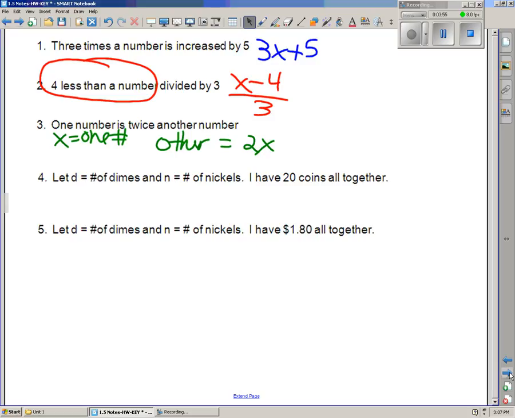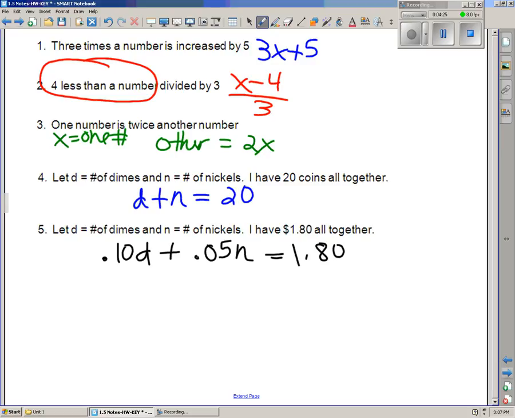Here's another one talking about money. If D is the number of dimes and N is the number of nickels, and you have 20 coins altogether, then you would say that the number of dimes, D, plus the number of nickels, N, equals 20. And then if they are a little more specific in terms of the values, and they tell you D is the number of dimes and N is the number of nickels, but you have $1.80, how would that look like? Well, money says dimes are worth 10 cents, nickels are worth 5 cents, and you have $1.80 altogether. That's how you deal with money. Money to money gives you money.